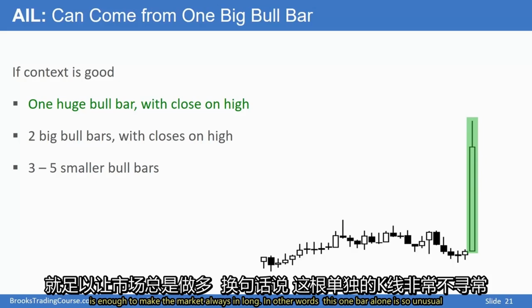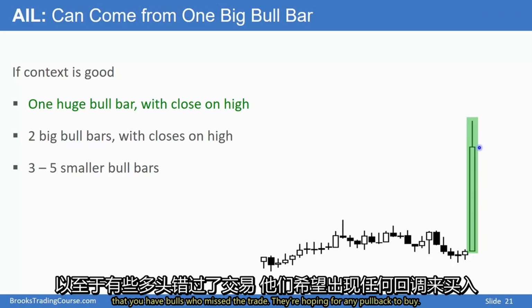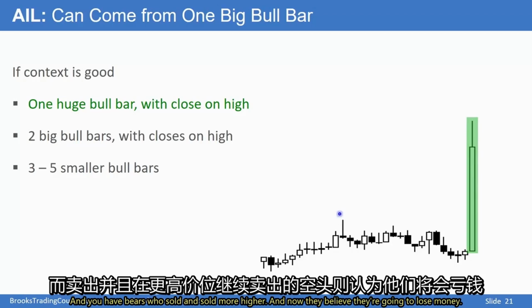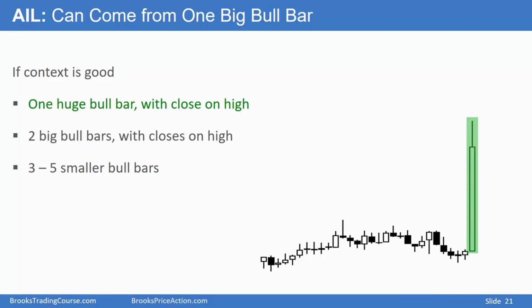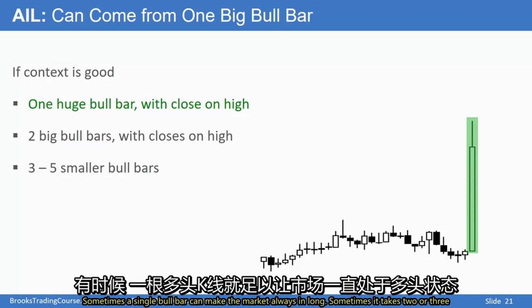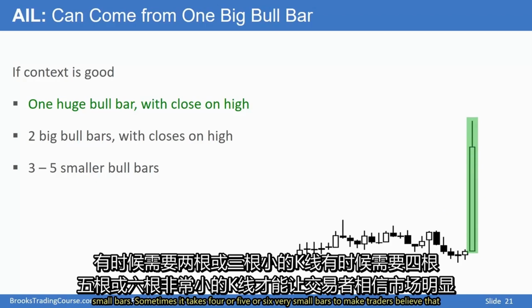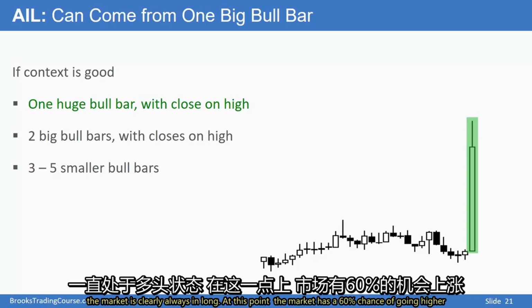chances are this one bar alone is enough to make the market always in long. In other words, this one bar alone is so unusual that you have bulls who missed the trade. They're hoping for any pullback to buy. And you have bears who sold and sold more higher, and now they believe they're going to lose money. They're hoping for any pullback so they can exit with a smaller loss. Sometimes a single bull bar can make the market always in long. Sometimes it takes 2 or 3 small bars. Sometimes it takes 4, 5, or 6 very small bars to make traders believe that the market is clearly always in long.